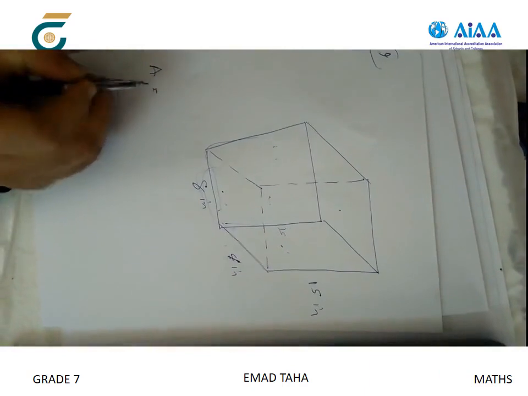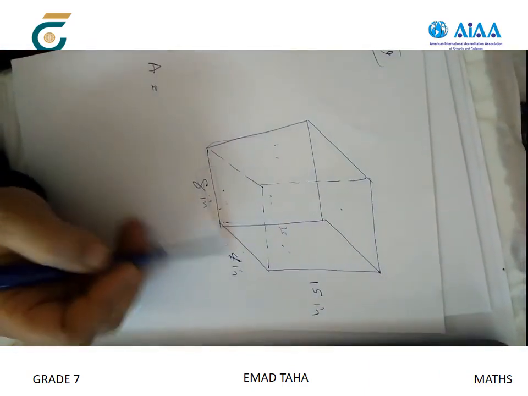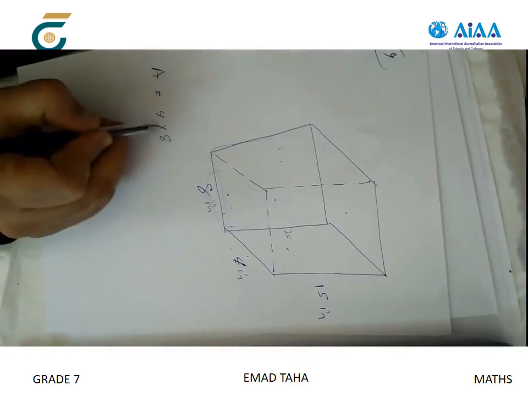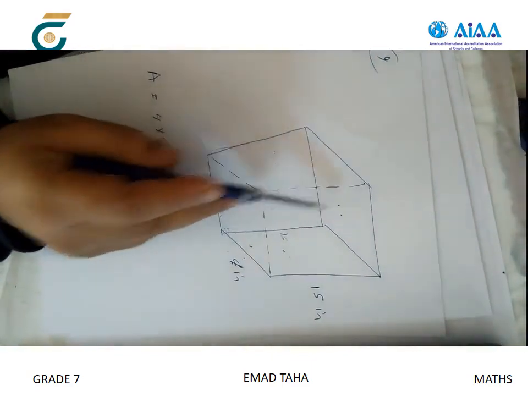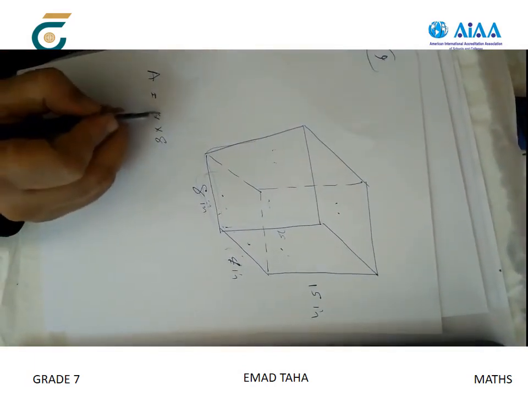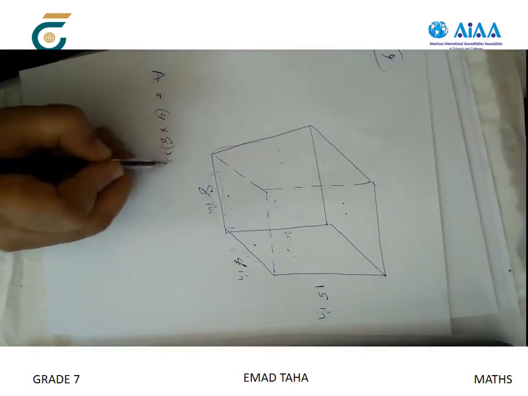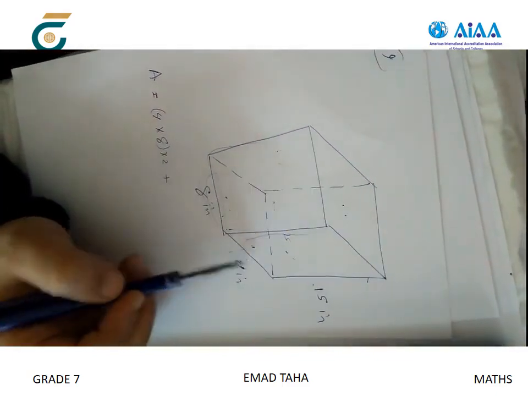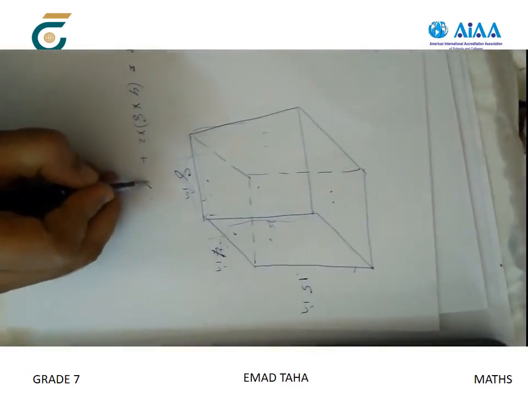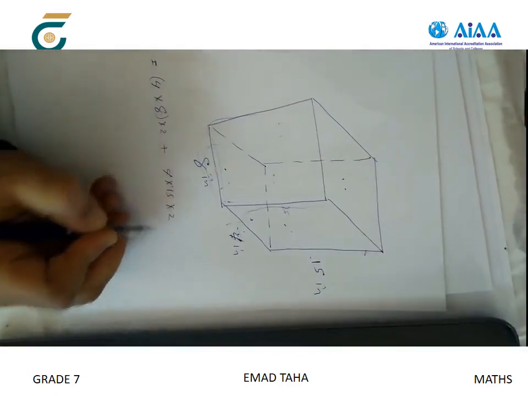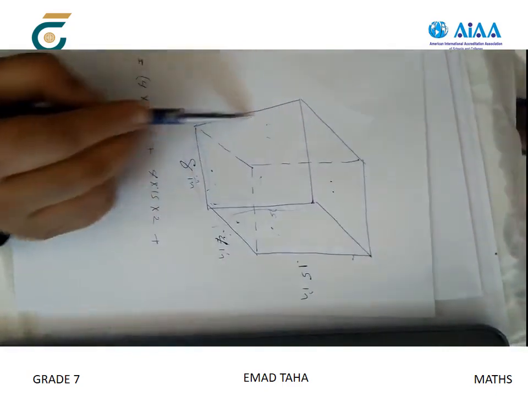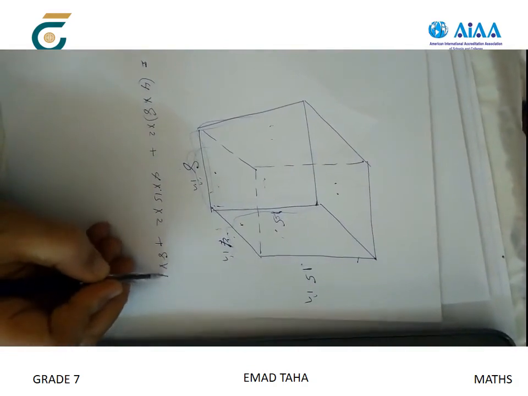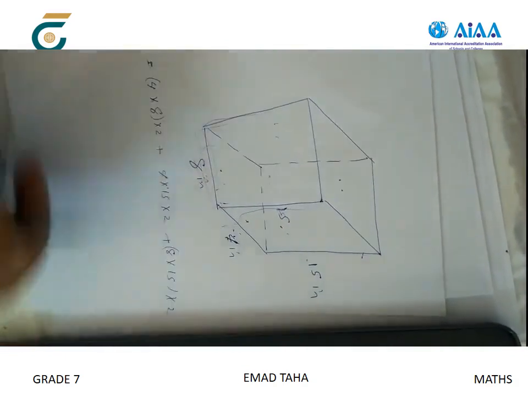So the area equals, the first one, the base 4 and 8, so the area equals 4 times 8. But how many bases here have the same dimensions? 2. So 4 times 8 times 2, plus here a rectangle, its dimensions 4 and 15, so 4 times 15 times 2, plus the last one, its dimensions 8 and 15, so 8 times 15 times 2.